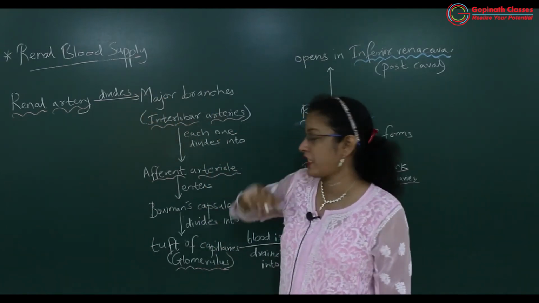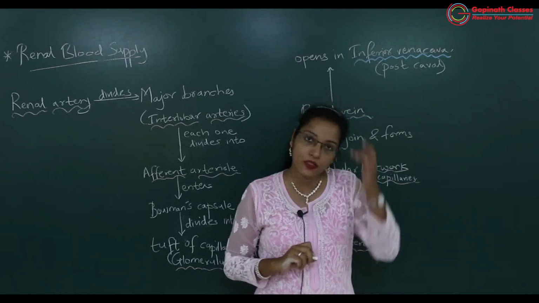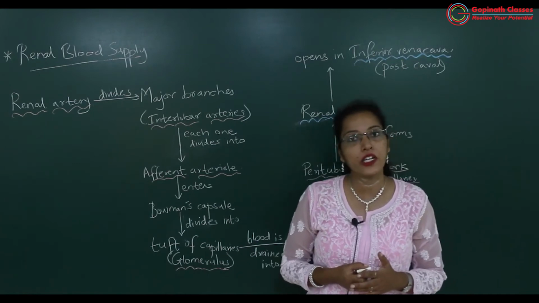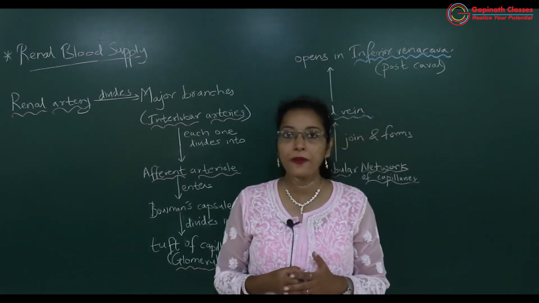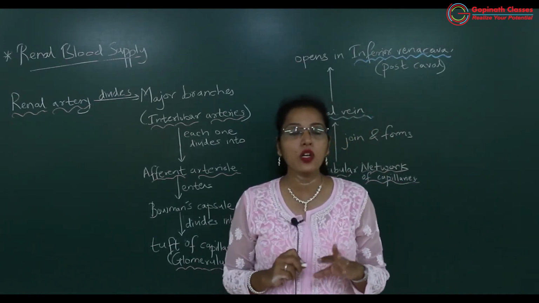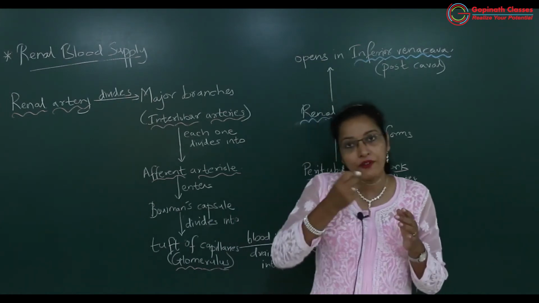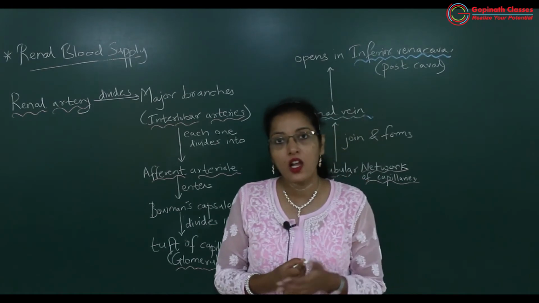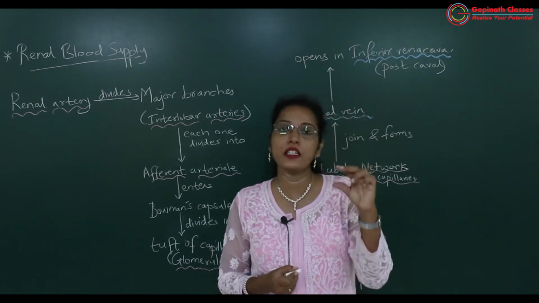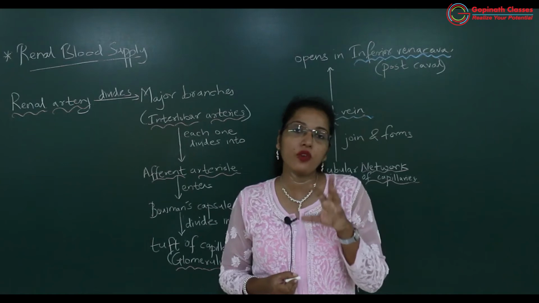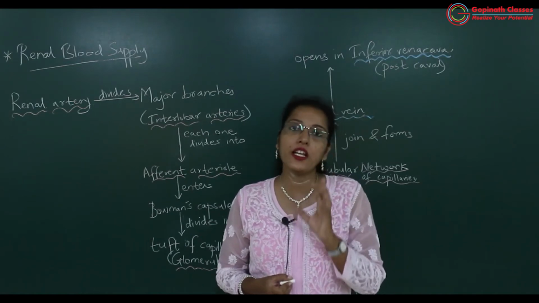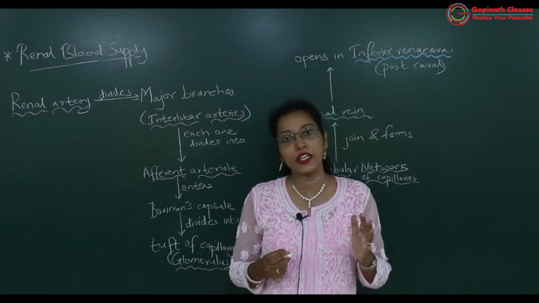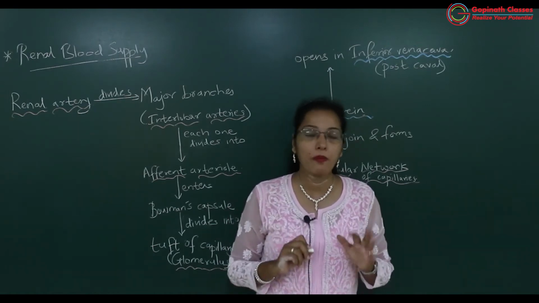So, when the renal artery enters the kidney, it divides into major arteries, that is interlobar arteries, and these interlobar arteries further divide into many afferent arterioles. Where does the afferent arteriole enter? In the cup shaped cavity of the Bowman's capsule. You all know very well. The afferent artery enters the cup shaped cavity of the Bowman's capsule of each and every nephron. How many nephrons are there in the kidney?